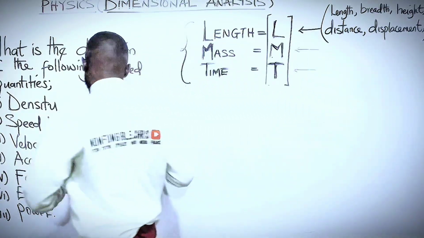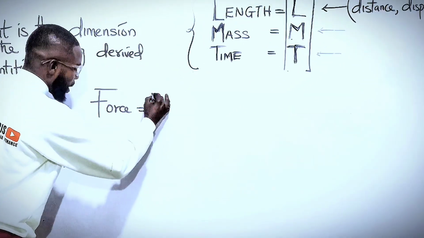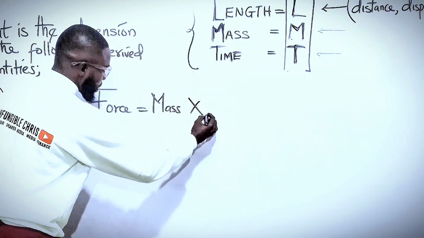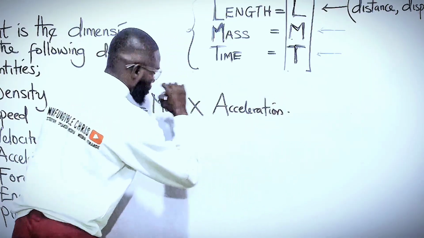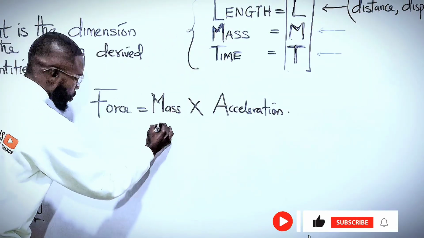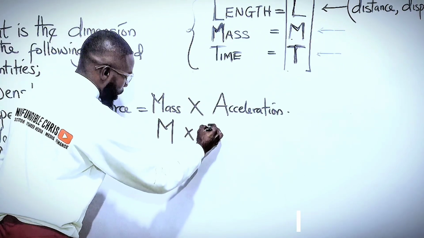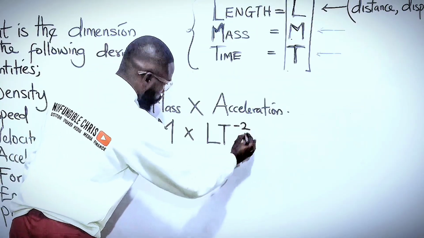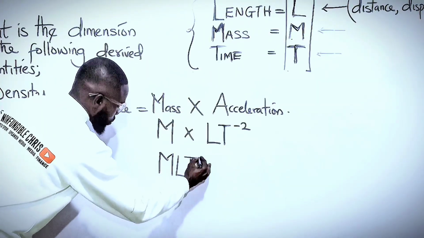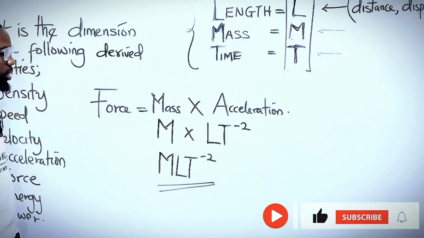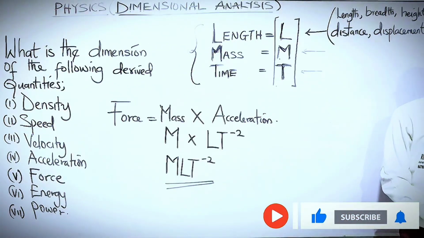Let's solve that. Force is nothing more than mass times acceleration. Right? And mass is a fundamental quantity, which is what? M. Times, we already have the expression for acceleration as what? As LT raised to the power of minus 2. If we multiply that further, we're going to have mLT raised to the power of minus 2. It's a simple answer for the dimension of force. Right? It's very simple.